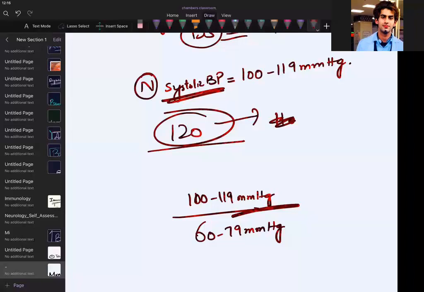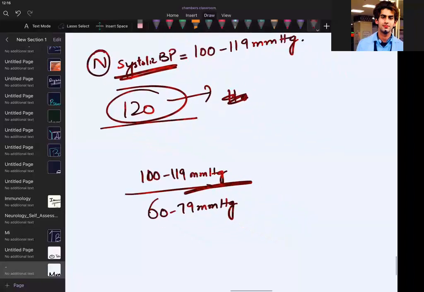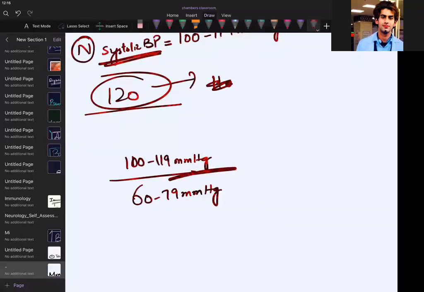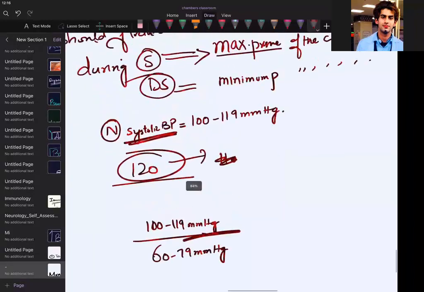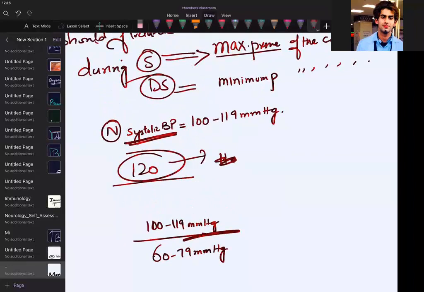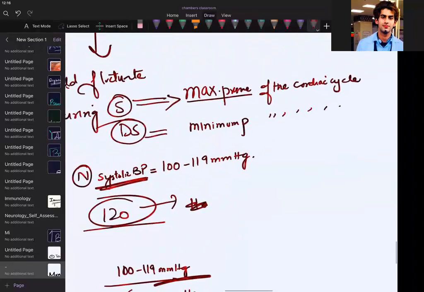So there is a guideline for hypertension. Hypertension means a high BP. I will be telling you the definition later on in the BP lecture. But here I want you to remember why it is called a systolic pressure. First, I said it is the maximum pressure which is recorded during the cardiac cycle.